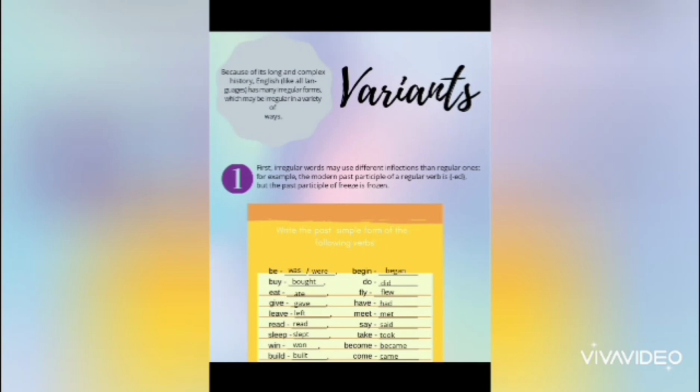There are 5 variants or irregular forms in inflectional morphology. The first one, irregular words may use different inflections than regular ones. For example, the present and the past tenses change. Be: the present is is, are, and the past is was and were. The present is buy, but the past is bought. Do, the past is did. The present is eat, and the past is ate. This is what changes.